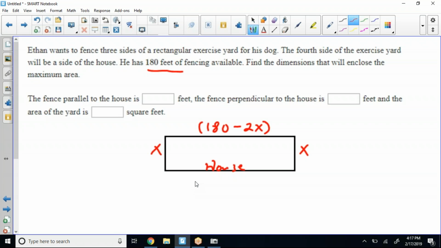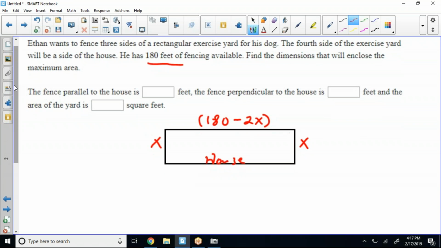So, find the dimensions that enclose the maximum area. Yeah, okay. So any questions about how I came up with that? No, I think I'm following you here.